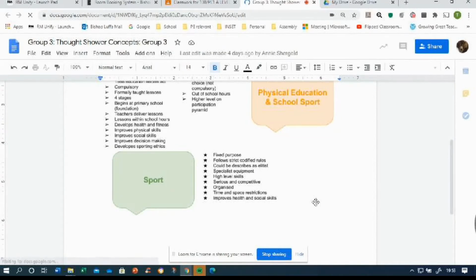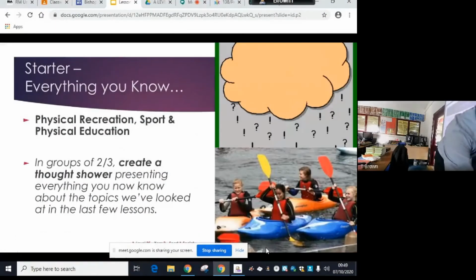Now, I'm going to show you the video now because I always video every single one of my lessons. I'm going to show you the video of how we were able then to do whole class feedback based on these pictures that everyone had. Now, our opening task on this lesson was to create this thought shower: everything that we know on the 4 different concepts that we've studied so far.